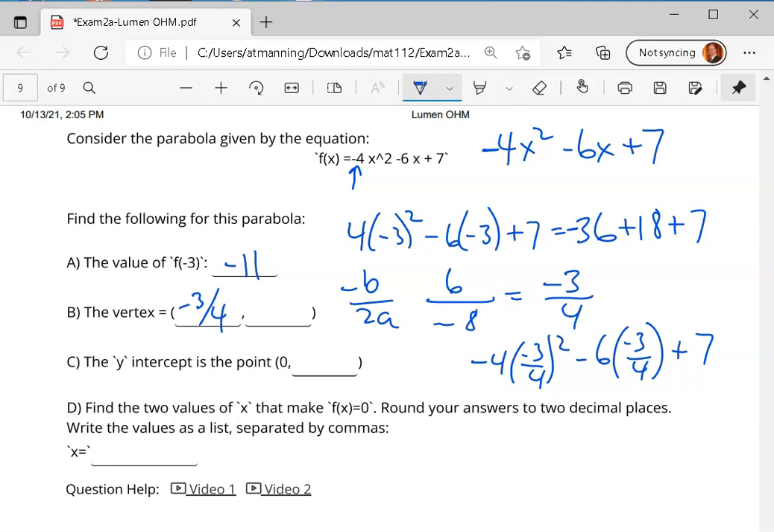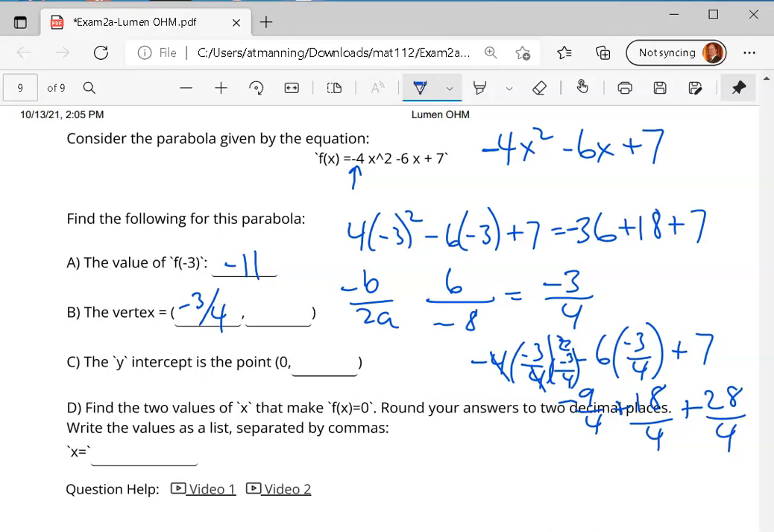4 times negative 3 times negative 3 over 4 times 4. One of the 4's cancels out. Think of that as negative 3/4 times negative 3/4. One of those 4's canceled out. That becomes a 9/4, and the negative sign carries out. So that becomes negative 9/4 plus 18/4. 6 times 3 is 18. Plus, well, 7 is 28/4.